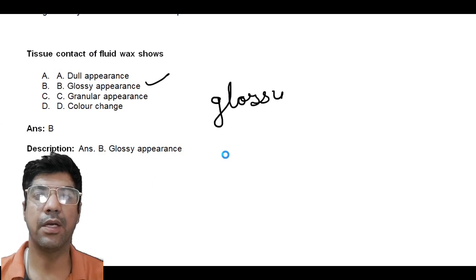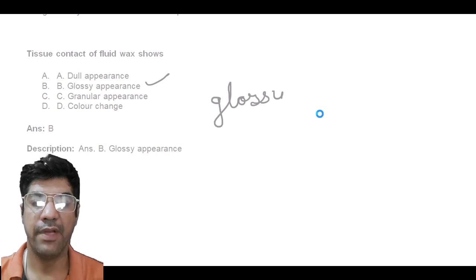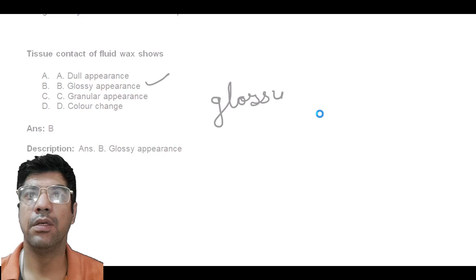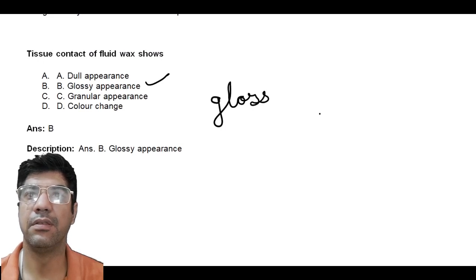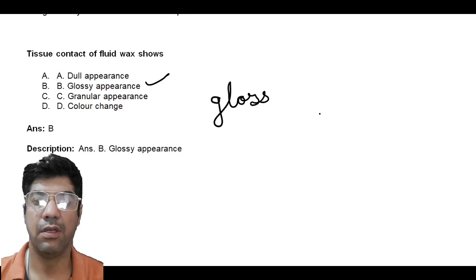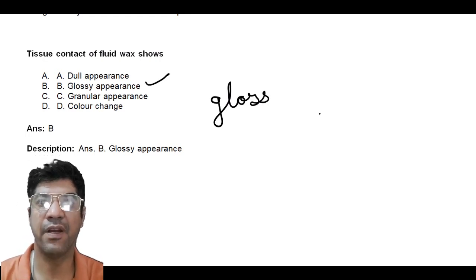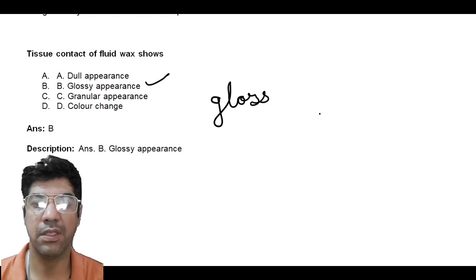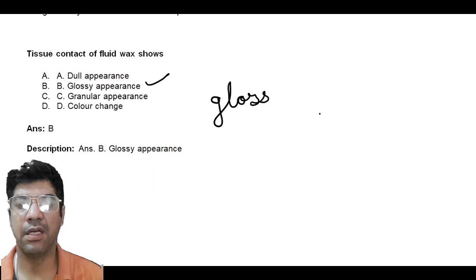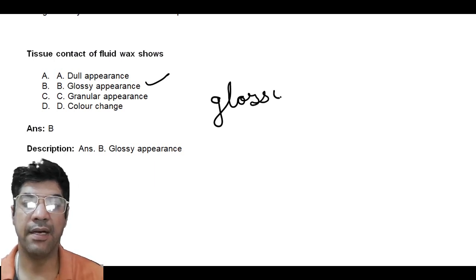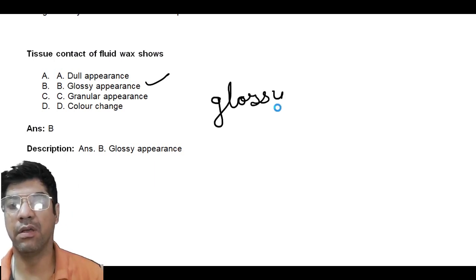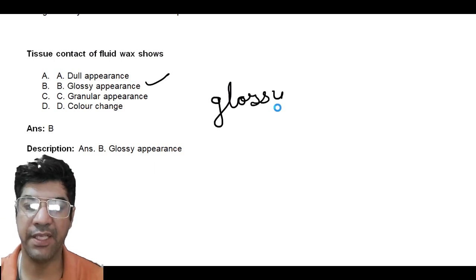The tissue contact of fluid wax would typically show a glossy appearance. This glossiness is often referred to as the wet look. The glossy area shows the tissue contact, while the dull area shows the tissue that was not in contact.